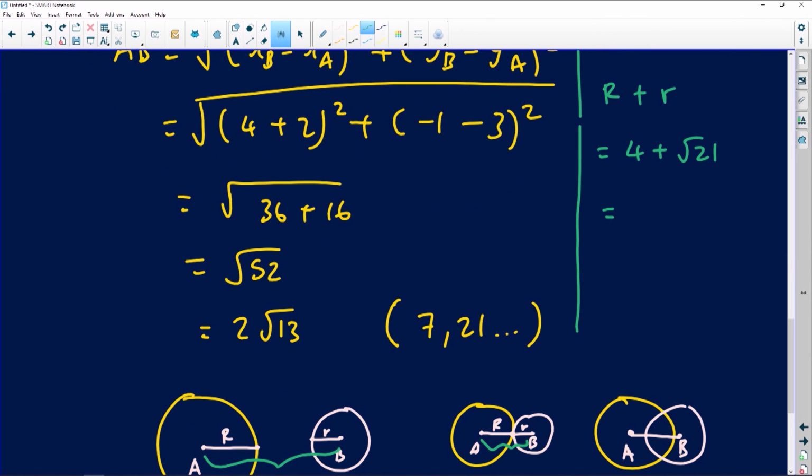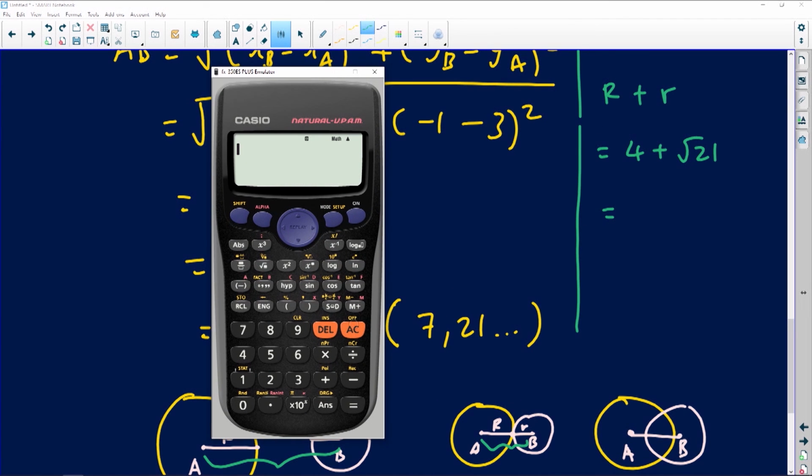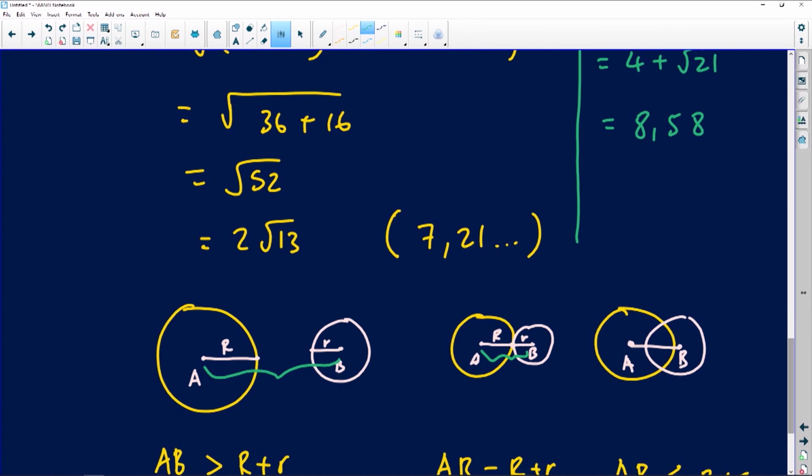So when you sum that up, what do you end up with? You'll end up with 4 plus the square root of 21, which in decimal form is 8.58. And then which one of these three conditions are we actually getting from this?